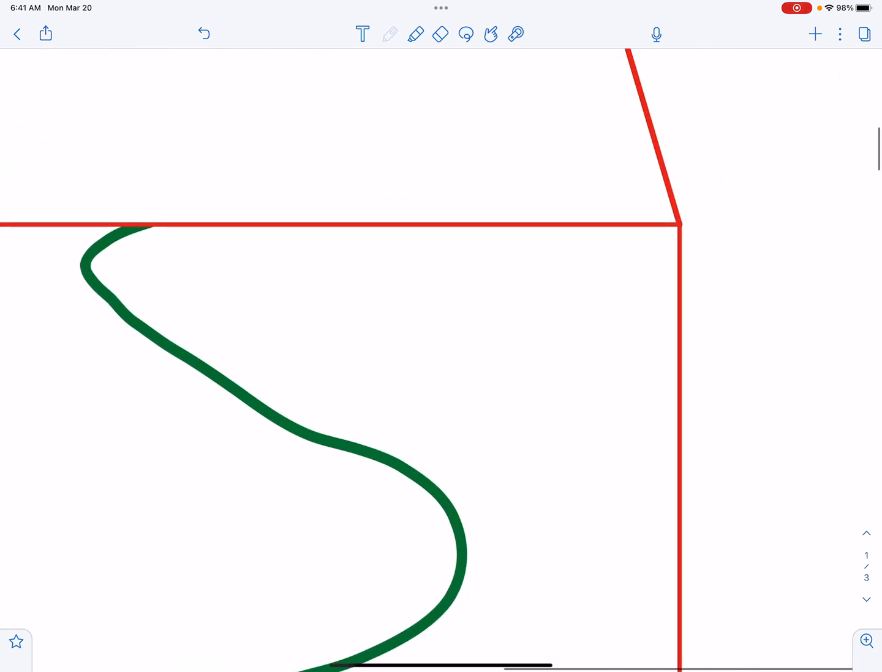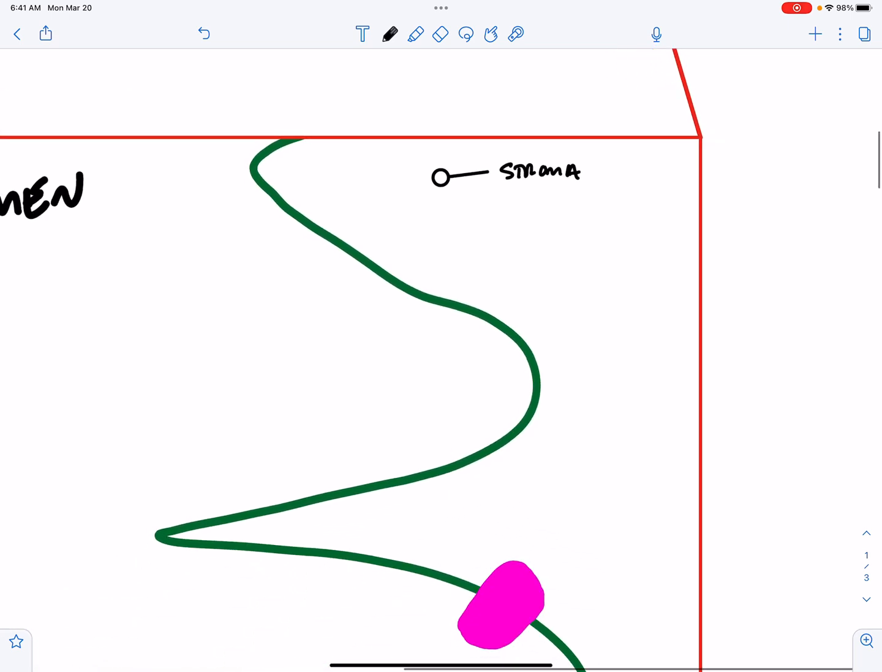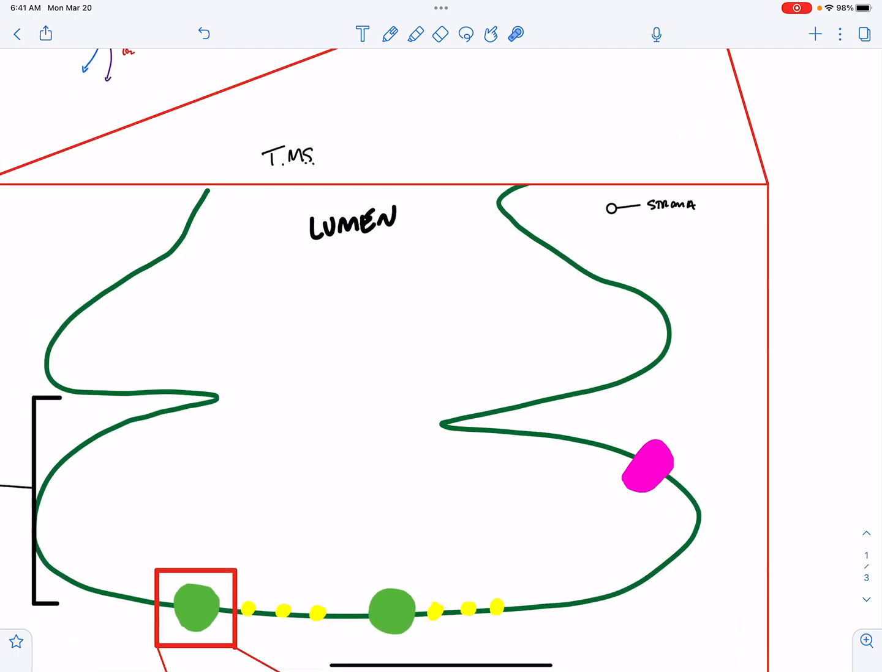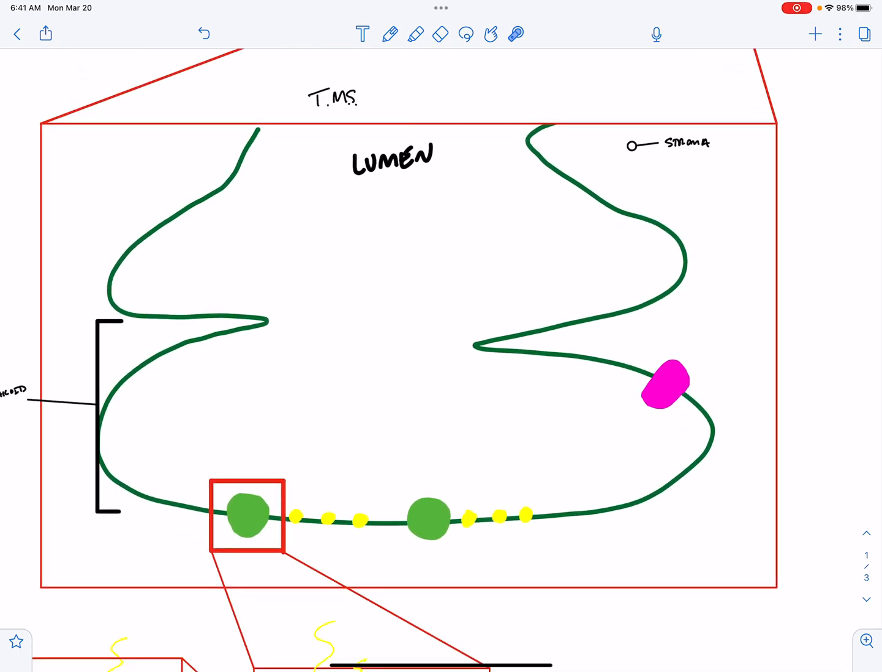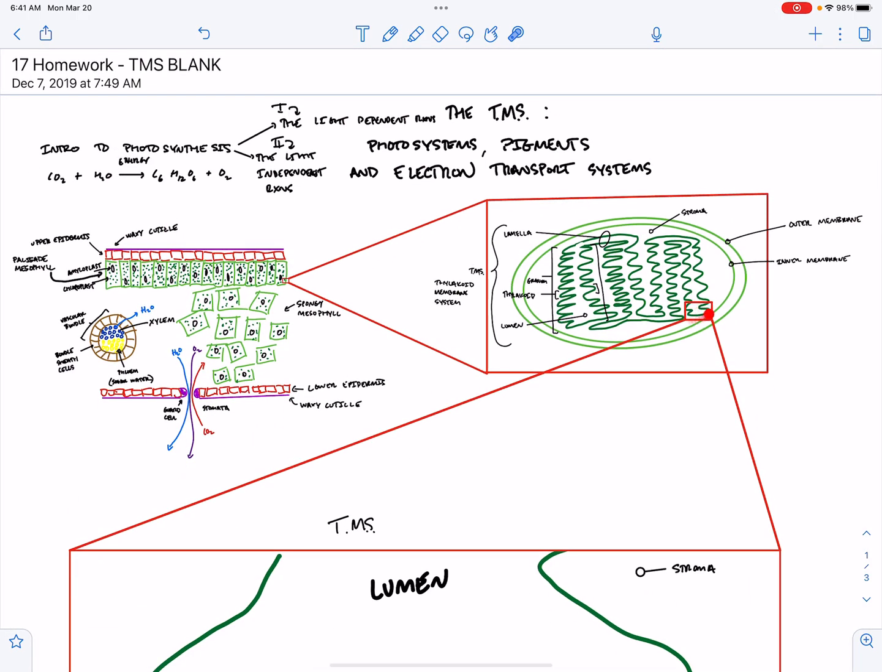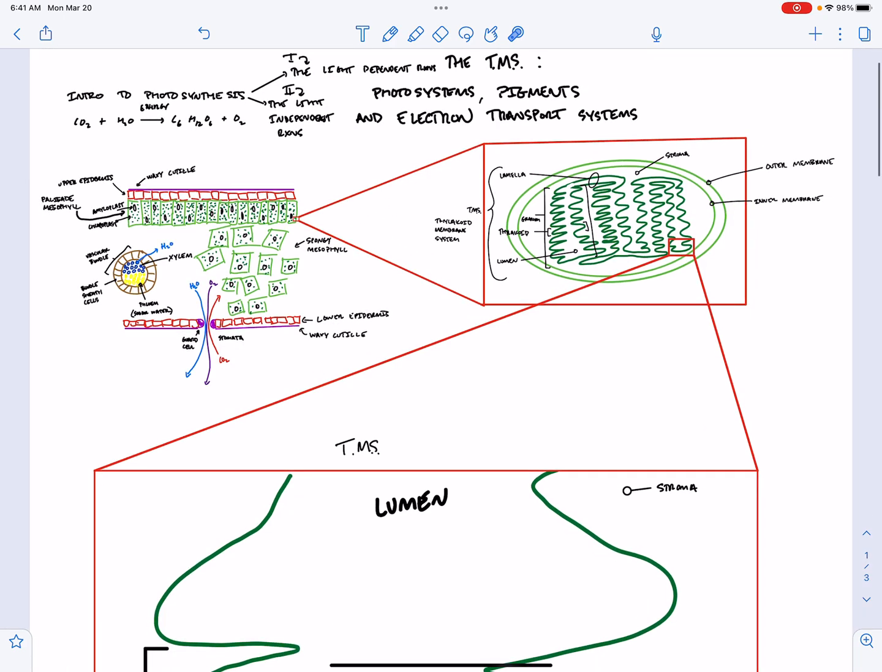And then outside the thylakoid, in this area here, is the stroma, not to be confused with stomata. And this is like the jelly-like liquid that is outside of all the thylakoids, but inside the inner membrane. Okay, so that's where we are. We've just zoomed in on this little bit of the thylakoid membrane system right here.